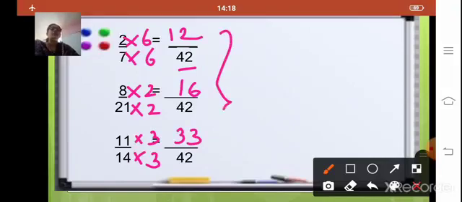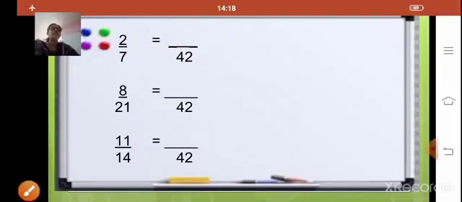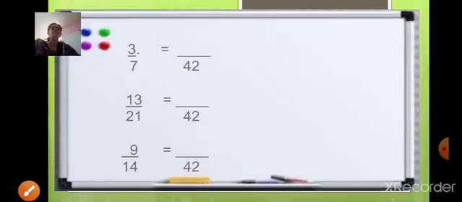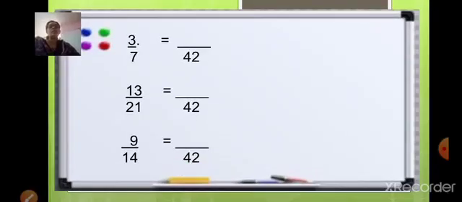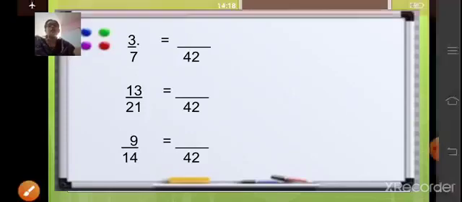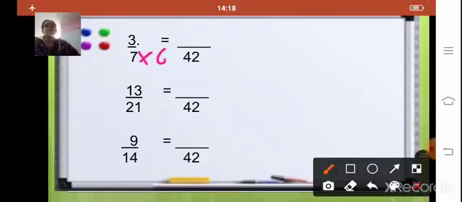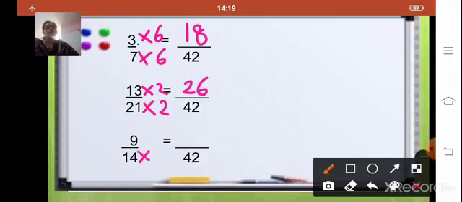So we have got all the three like fractions where your denominator is 42. Now take the next three fractions: 3 upon 7, 13 upon 21 and 9 upon 14. Same way here also, 7 multiplied by 6 will become 42. Same way 3 sixes are 18. 21, how many times is 42? 21 twos are 42, so 13 twos are 26. 14 threes are 42, same way 9 threes are 27.